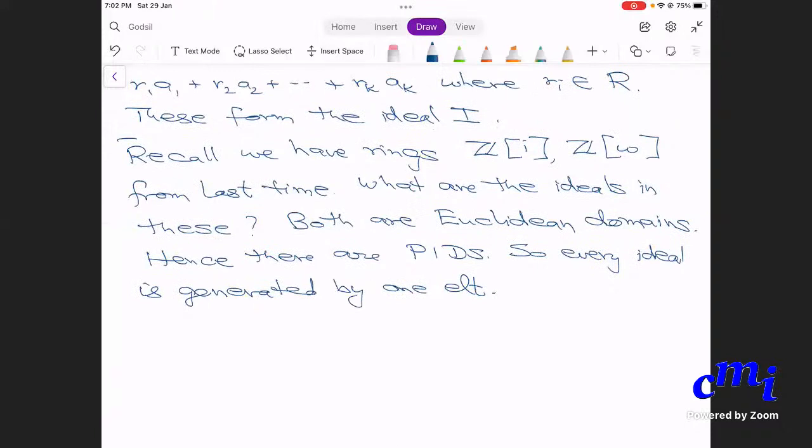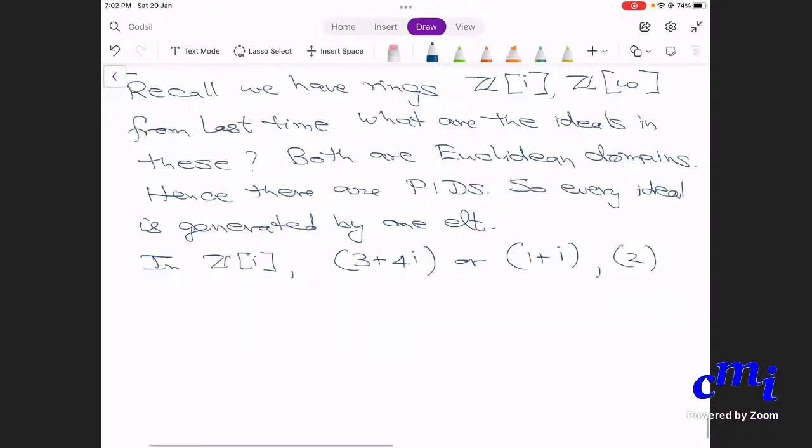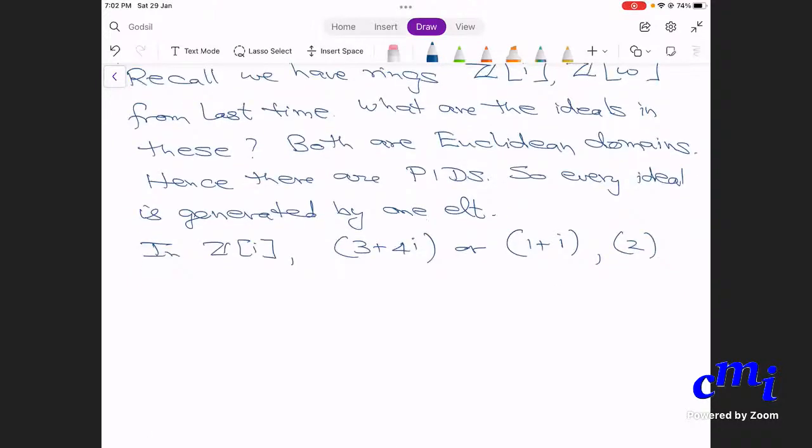So examples of ideals. In Z[i], for example, the ideal generated by 3 plus 4i, that's an ideal. Or the ideal generated by 1 plus i, that's an ideal. Or the ideal generated by 2, that's an ideal. So every ideal is of this form. You just take one element in that ring and consider the ideal that it generates. So notice that even if you take two different elements, you might get the same ideal. So it's quite possible.